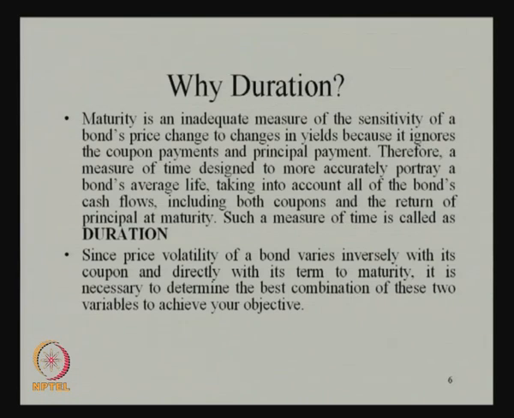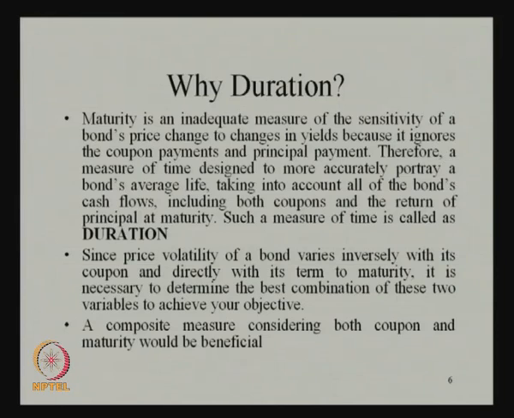Since price volatility of a bond varies inversely with the coupon and directly with its term to maturity, it is necessary to determine the best combination of these two variables to achieve the objective. Therefore, the measure of duration takes into account both the coupon as well as the term to maturity, by which, whenever we take the present value into account, it basically minimizes the interest rate risk in the market.